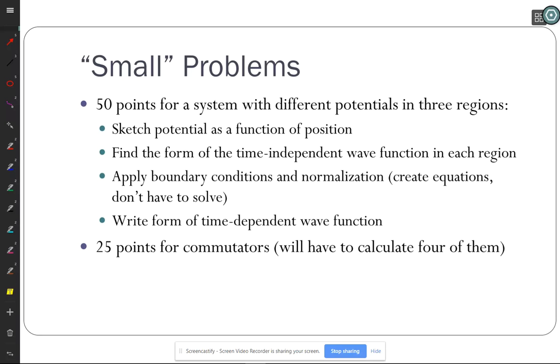It's in 4 parts. The first part is you're going to be given a potential energy and it says to sketch it. So you just need to make sure you sketch the potential energy function that's given to you. And then you have to find the form of the time independent wave function in each region. So remember, when you have the Schrodinger equation, what's the form of your solution? Every time it's had the same form, what's that been?